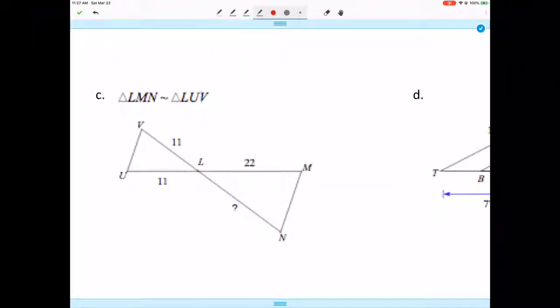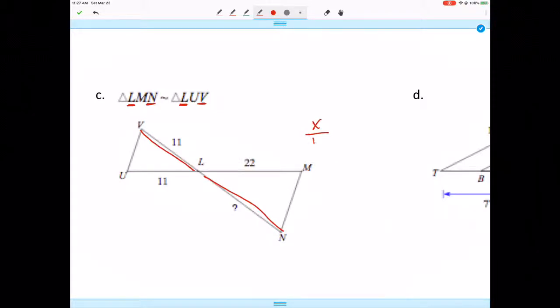Here's another one. We want to find this question mark, so we'll put X. We need to find the corresponding sides. So LN is our X, or our question mark. The corresponding one would be LV, which is right here.